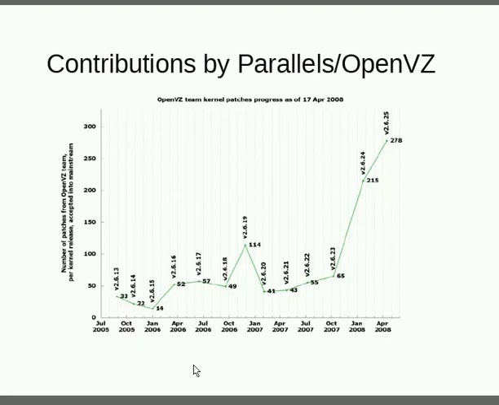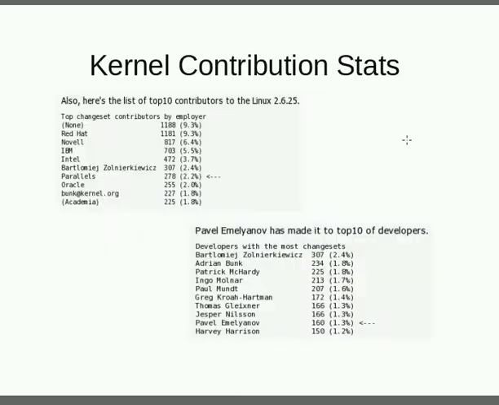Since I'm gearing this presentation around OpenVZ, I wanted to mention how the Parallels and OpenVZ people have been contributing to the mainline kernel. And here's a little graph showing where they stand and how many patches they've done on each version of the kernel since 2.6.13 running up through 2.6.25. And you can see with 2.6.25 they had 278 patches that got accepted into the mainline kernel. And with the 2.6.25 kernel, that put them in the top 10 list for contributors to that particular version of the kernel. There they are, Parallels, 2.2%.